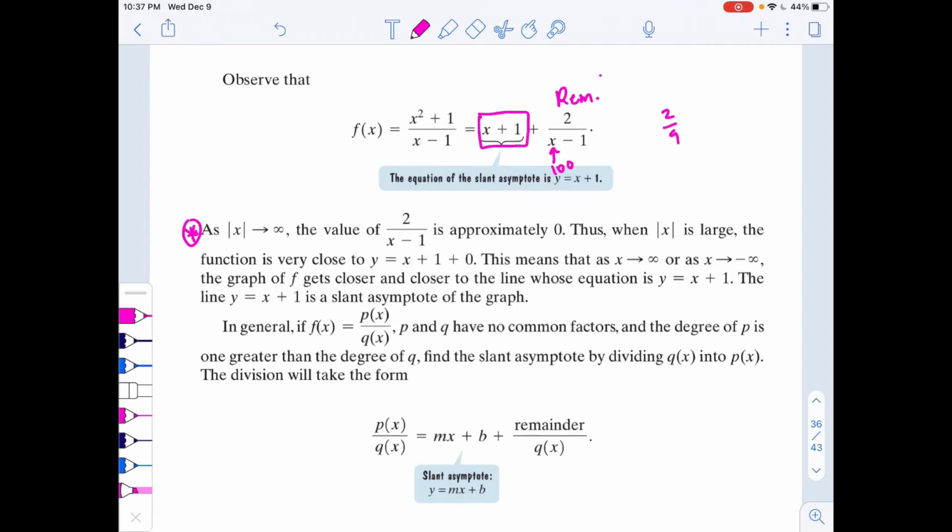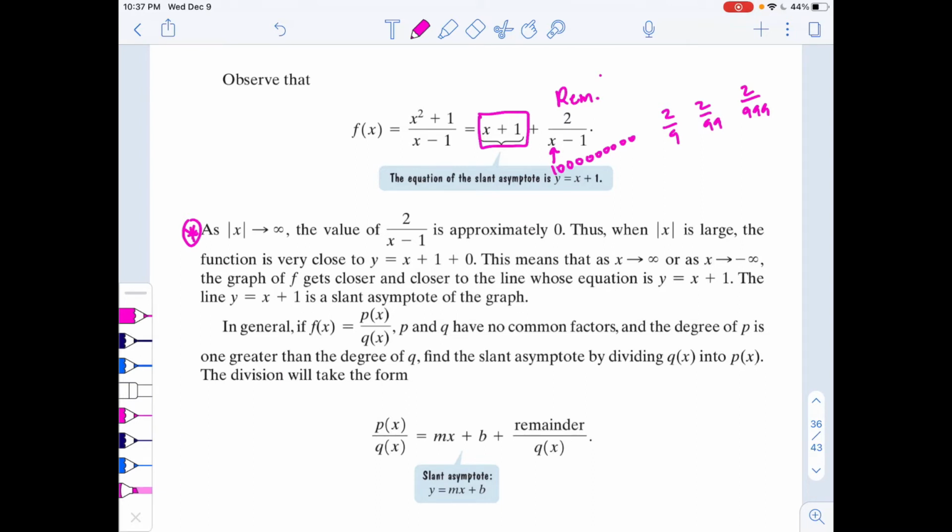But if that was a 100, 100 minus 1, that would be 2/99. What if that was 1,000? That would be 2 out of 999. Do you see how that piece is getting smaller and smaller and smaller? So as that x value approaches infinity, some really crazy big number, that fraction is going to get very, very small.